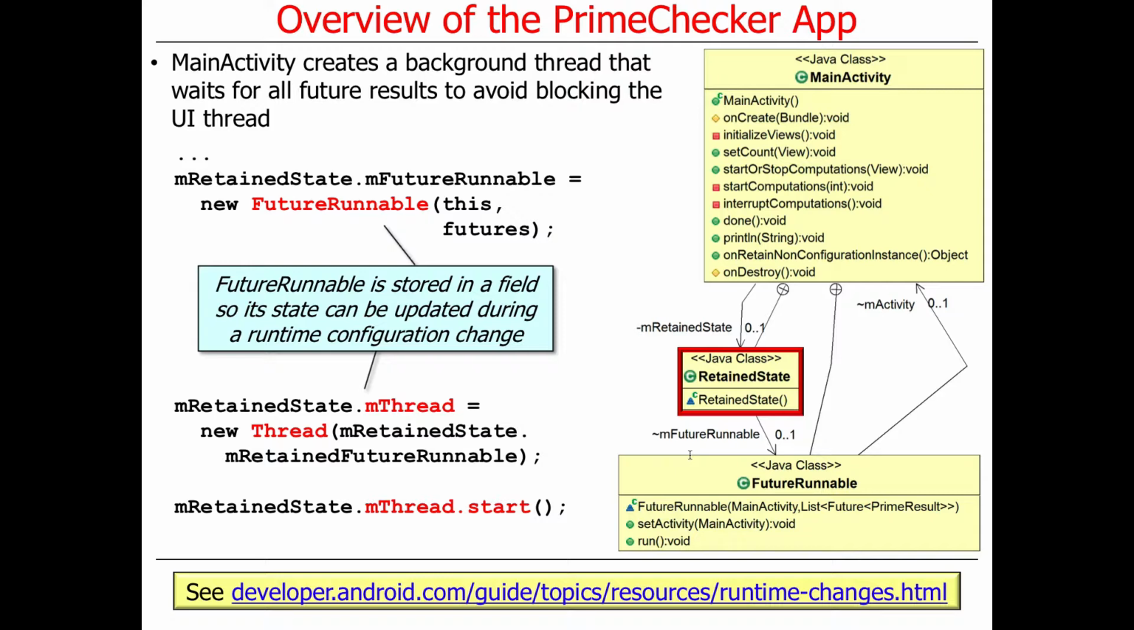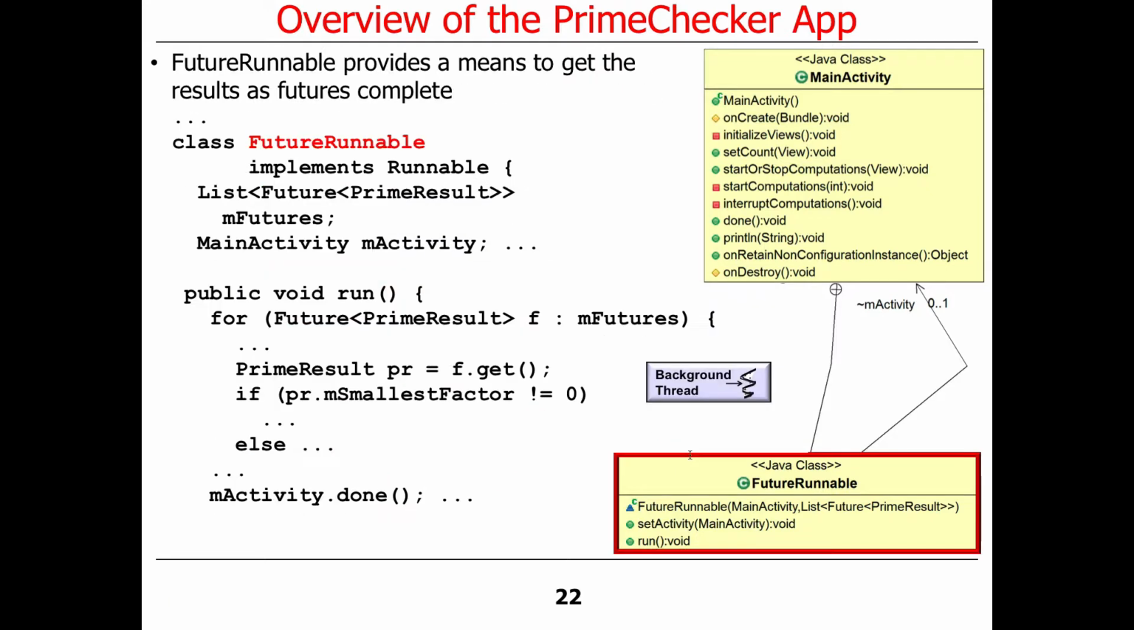So we create a thread. The thread runs in the background, and we'll talk about why we have this retain state thing in a second. Here's what FutureRunnable does. So FutureRunnable is going to stash away the list of futures and the MainActivity so that this is stored away in a safe, convenient place.